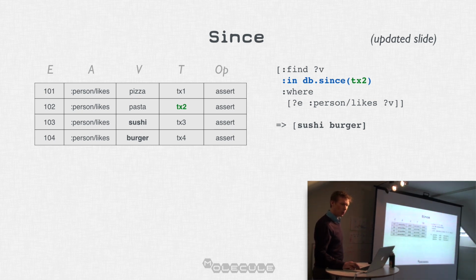So you could also say, like, which addresses has person X had in the last 5 years? Stuff like that.